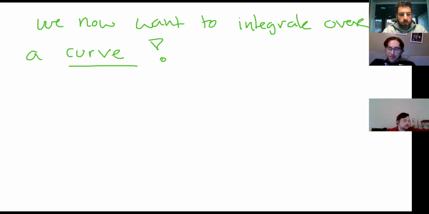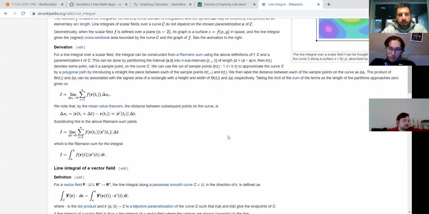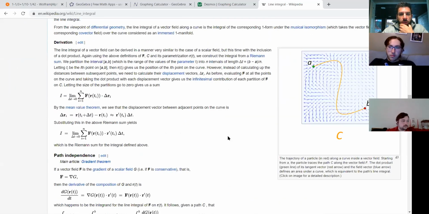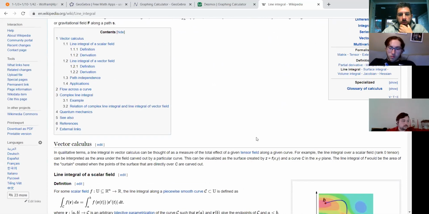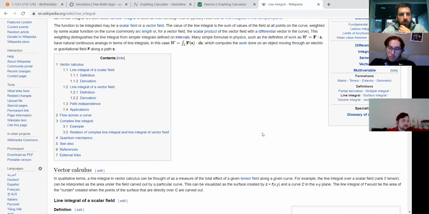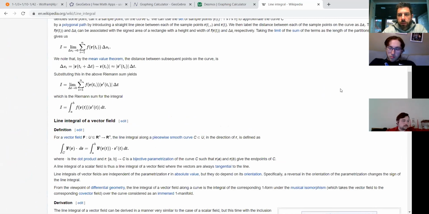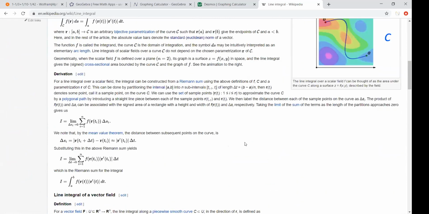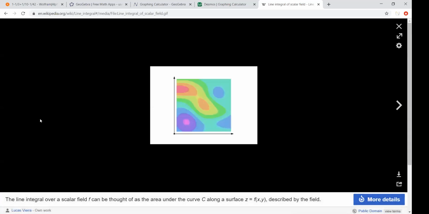So bear with me for a second. Hopefully right now you see Wikipedia. And where is the picture I want? I don't want the vector field. Here we go. Can you guys see what I'm showing you right here? Everybody see this video, I hope?